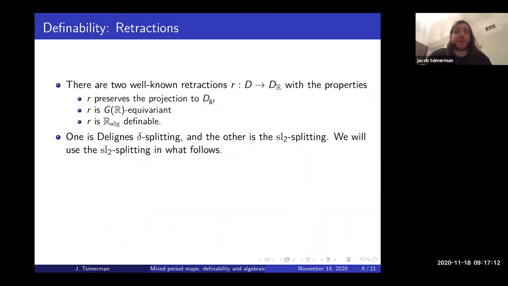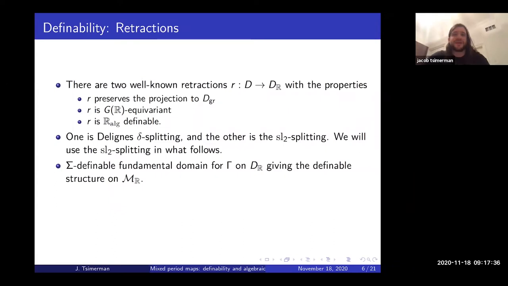Okay, so we're going to use the SO2 splitting in what follows. But I want to mention that it's very possible that if we use the delta splitting, everything I say is still true. So we only know the results for the SO2 splitting, but in no way do we know that that's kind of the right thing to do. It just happens to be what we could prove, or what people before us could prove. Okay, but given such a retraction, you can perform the following construction.